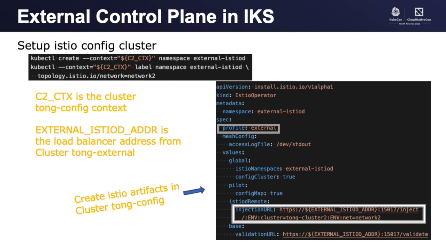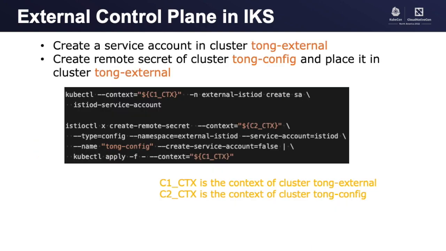Istio artifacts in the config cluster. Just make sure that in the injection URL and the validation URL, you have to use the other cluster's load balancer address so that the config cluster knows how to access the control plane. Now, in the external control plane, we create a service account and create the remote secret for the cluster config and place that in the external cluster. Here is the code that you can use.